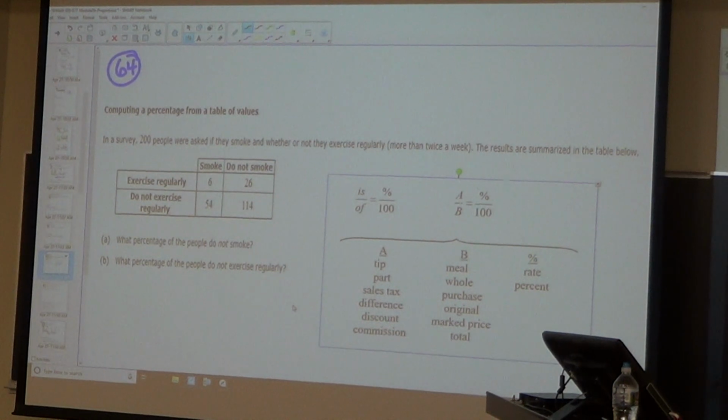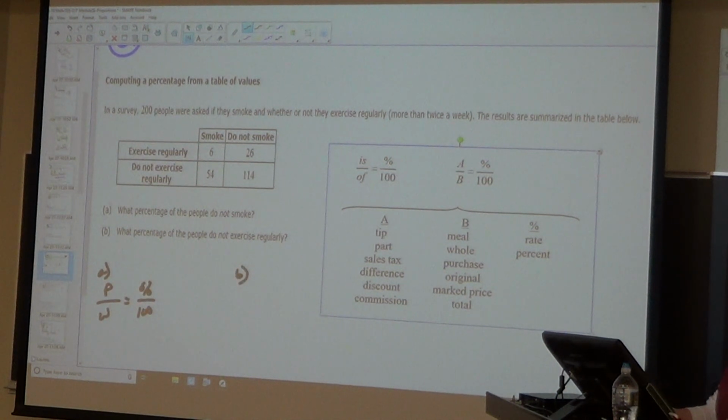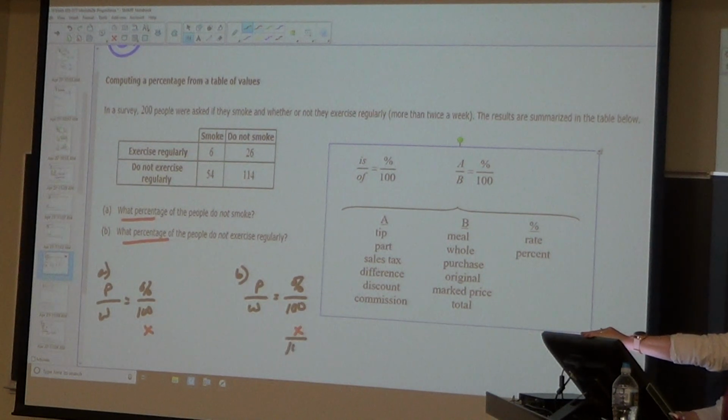I do this one as a part over a whole. When I do this, but there's other ways to do it. But for me, it's easier to do part over whole equals percent over 100. Part over whole equals percent over 100. So, it says for both problems, what is the percent? So right off the bat, I know that I'm solving for percent.